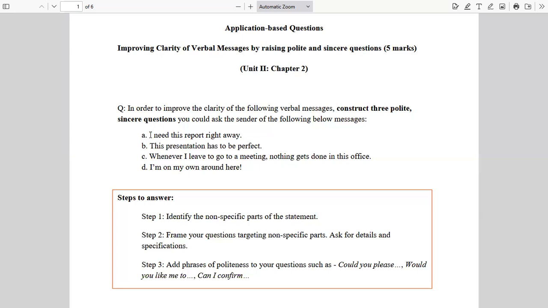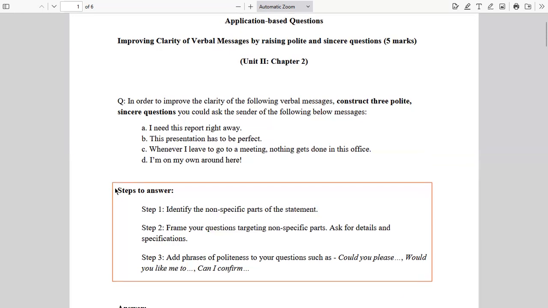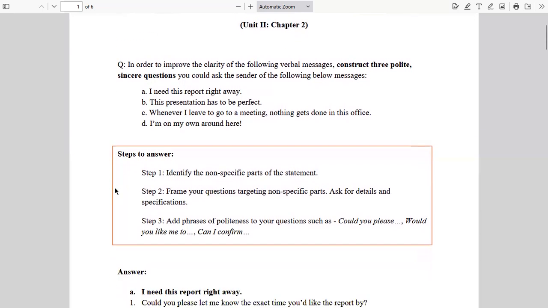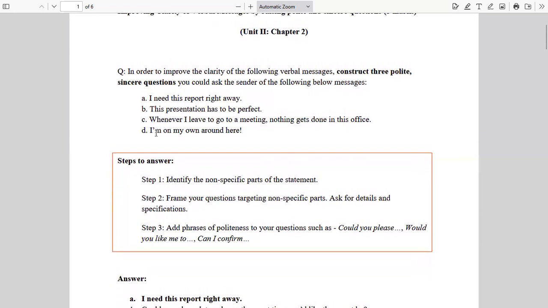The marks that are allocated are specifically for whether the questions posed are sincere or counterfeit, and whether the questions are polite or impolite. So I'm going to guide you about how to frame questions which are sincere and how to make them polite. There are, as you can see, 3 steps of doing that. The first thing you need to do is to identify the non-specific part of the statement.